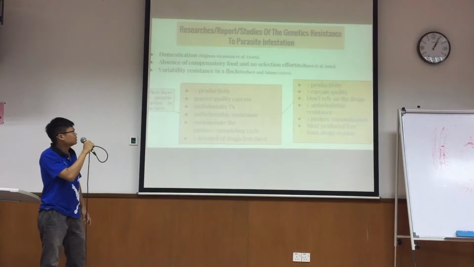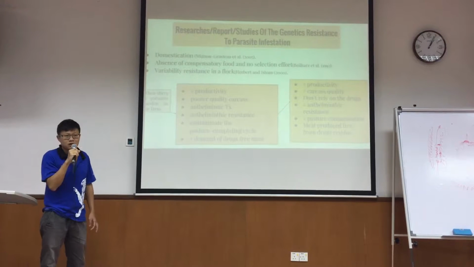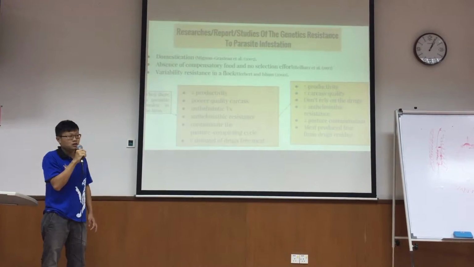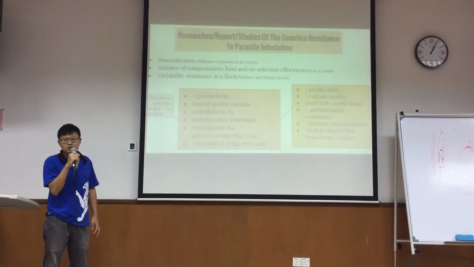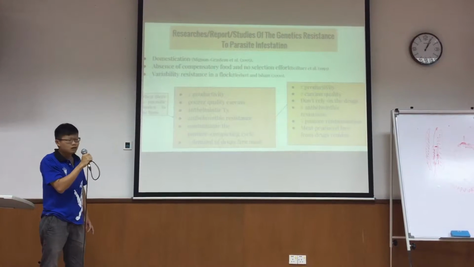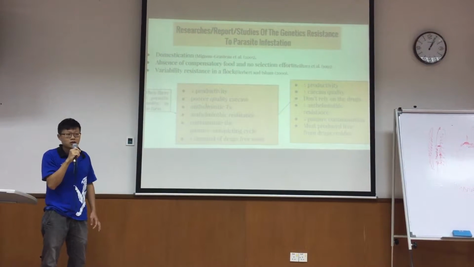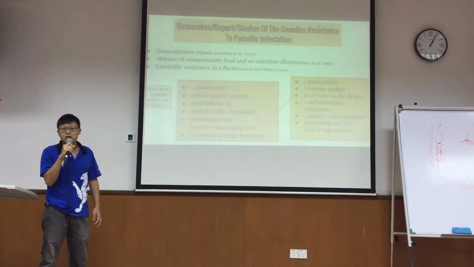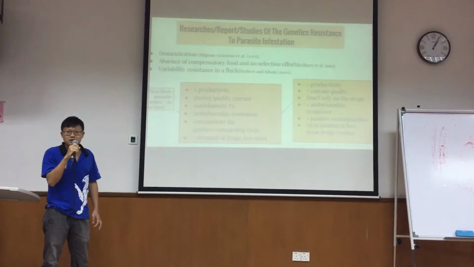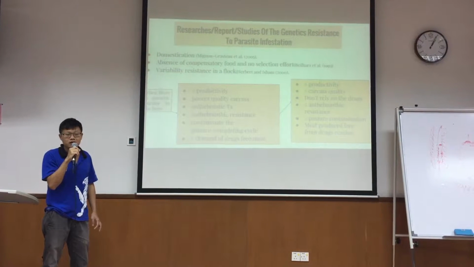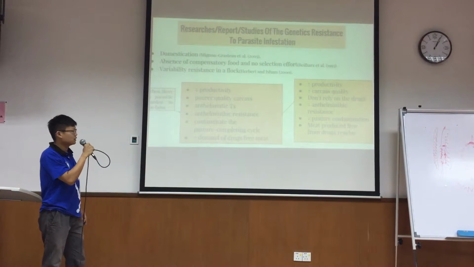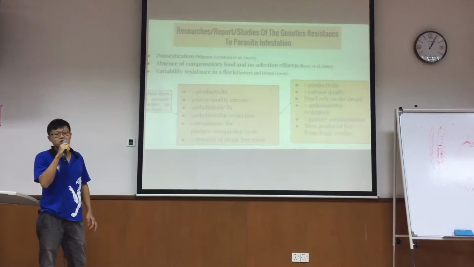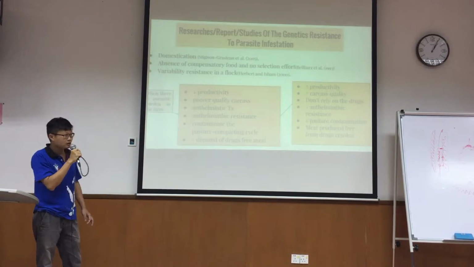And then there is variability of resistance in the flock, in which there will be animals with high resistance and low resistance. The low-resistance animals will tend to be more susceptible to parasitic infection, so they will have more parasitic infection and produce more level 3 larvae, and this will cause contamination of the pasture and complete the cycle.